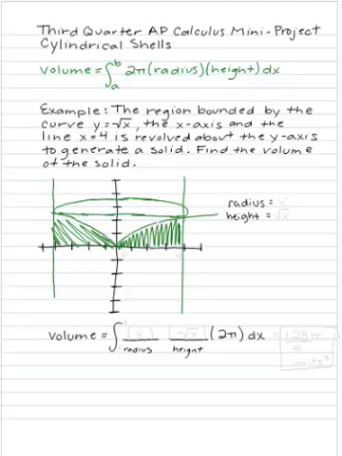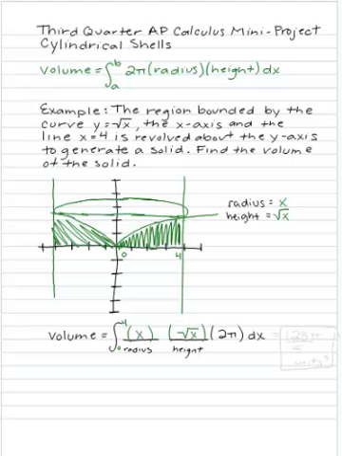The radius is any x value from 0 to 4, so this number will be represented by the variable x. The height is from the x-axis to the curve y equals the square root of x, so the square root of x is the height. Now we're going to plug the radius and the height into the formula. So the radius is x, and the height is the square root of x. Also plug in the x values 0 to 4 for the boundaries.